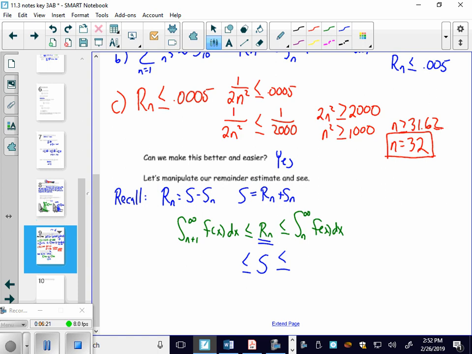But if I add s sub n to that in the middle, I also have to add it to that, and I have to add it to that, to keep the balance of the inequality. So my new inequality becomes s sub n plus this integral is less than or equal to the actual sum, which is less than or equal to s sub n plus this integral.